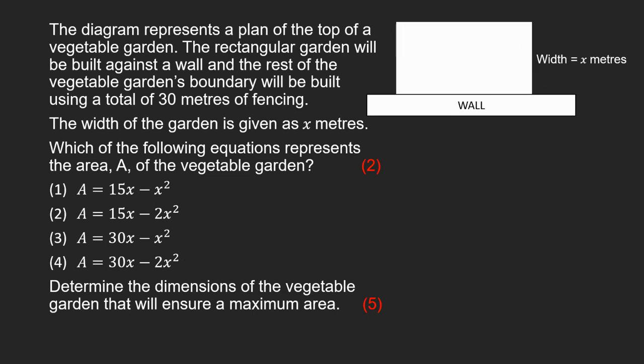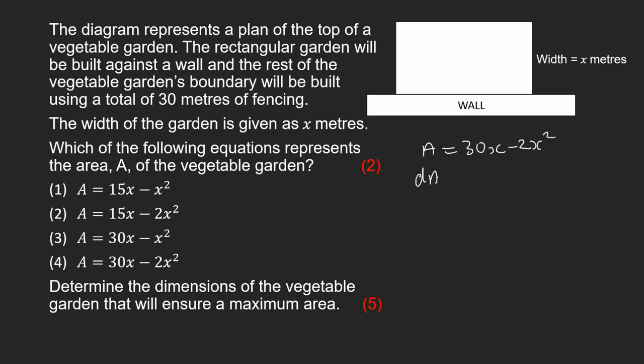Then the second part says determine the dimensions of the vegetable garden that will ensure maximum area. So here we have to derive the maximum area. Remember we said that our area is equal to 30x minus 2x squared. We want the dimensions that ensure maximum area, so we have to differentiate area with respect to x and equate the derivative to 0, because at the maximum, the derivative is equal to 0.